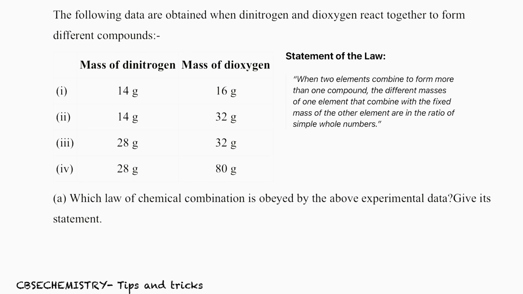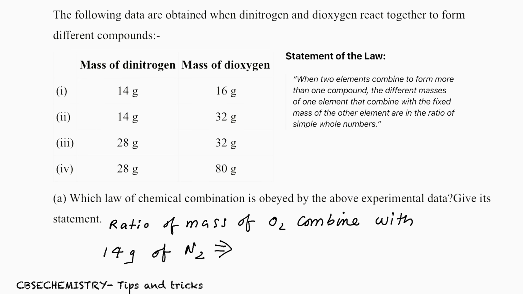Correct? Before moving to the statement, first I will explain how the data given in the table satisfy the law of multiple proportion. For that purpose, fix the mass of one of the elements. We can take dinitrogen. So we are going to fix the mass of dinitrogen as 14 gram, and we are going to compare the mass of dioxygen.